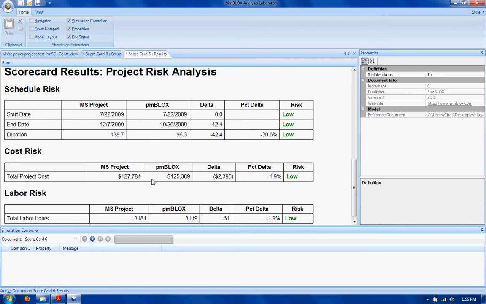However, when you get to cost, there's only a 2% difference. Again, the risk is low. And on labor hours, they're very close here. Again, roughly 2%, and again, that risk is low. Now, in these categories, anything that's lower than 0% as far as a delta is considered low risk. If it's 0 to 15%, it is considered medium risk, and anything over 15% is considered a high risk.